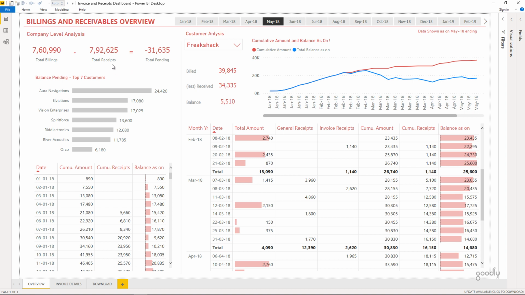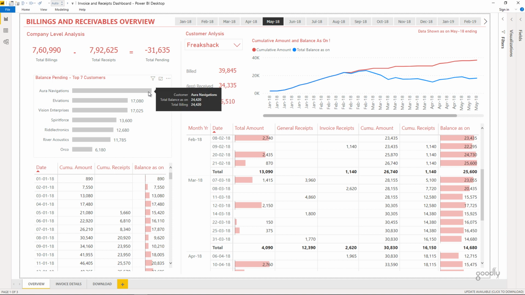The total receipts that we have received is 792. That means customers have overpaid than what we have billed. That's a good thing actually. The customers are keeping up spare balances that they can consume later. So we have a negative pending. Here's a small chart which talks about the balance pending from top 7 customers. That means that from this customer, $24,000 is still pending by the end of May 2018.